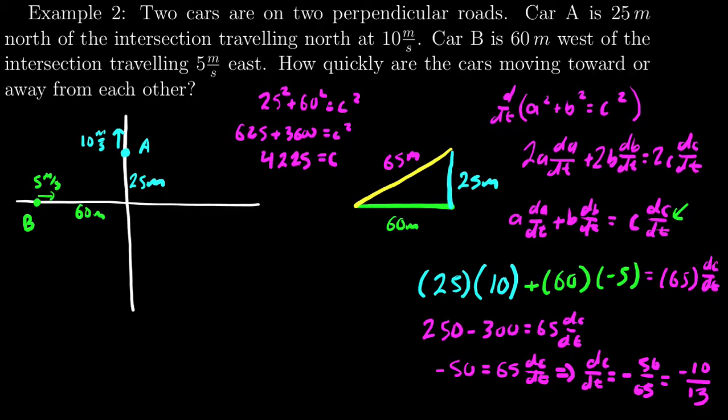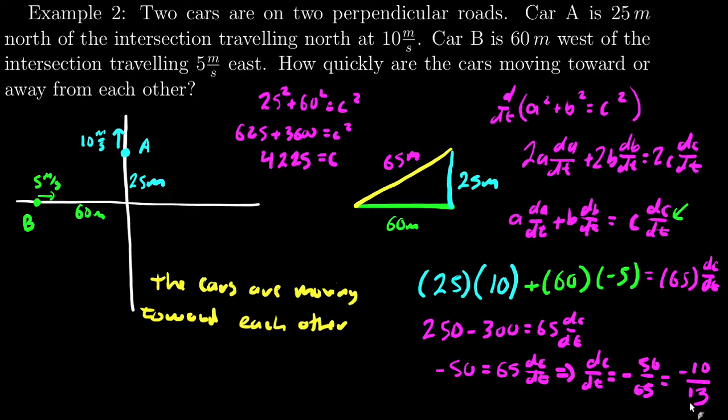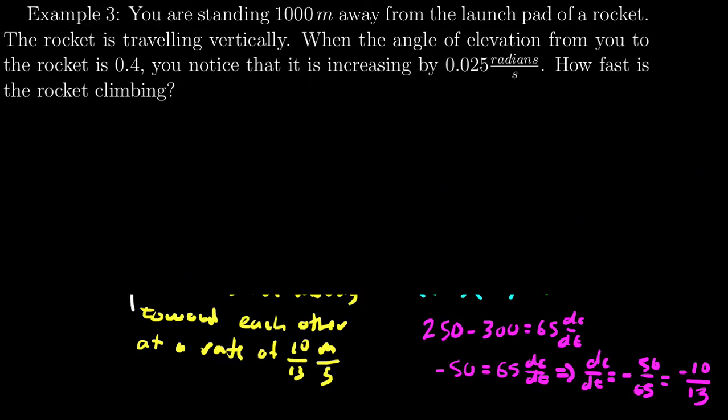So wrapping this all up, sort of writing out the answer, I can say the cars are moving toward each other. They're getting closer. The reason for that is the rate of change is negative, so the distance is getting smaller. So they're moving toward each other at a rate of 10 over 13 meters per second. So a very slow rate, but they are moving toward each other. 2 examples down, 2 examples to go.